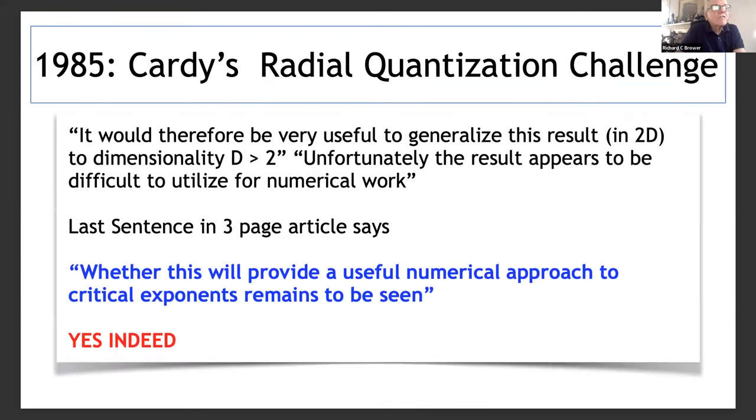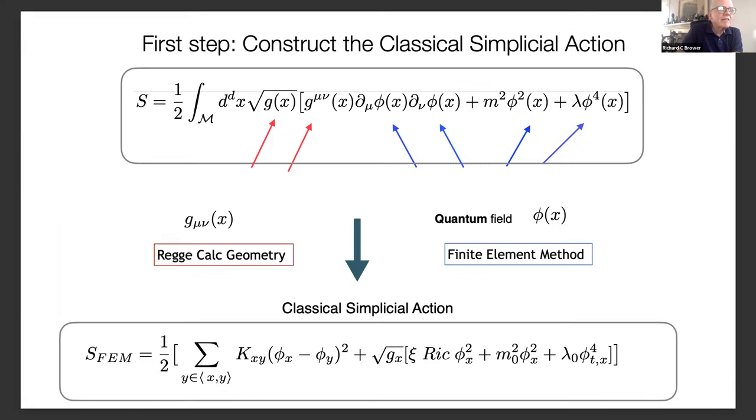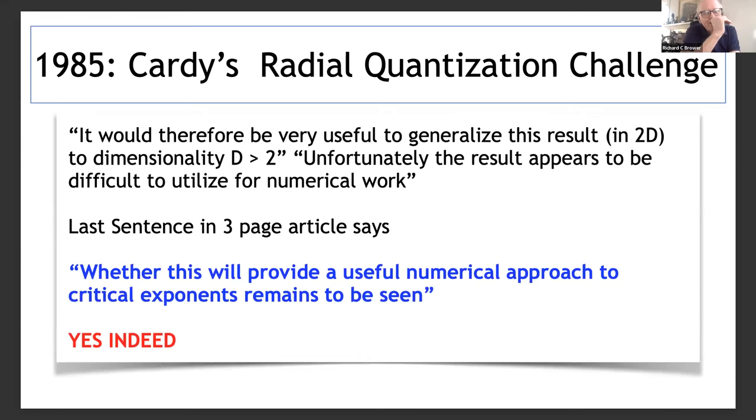Okay. Oh, I should say, I should have had this earlier in my talk. This question of going to radial quantization was raised by Cardy in 1985. And he realized that when you have radial quantization, of course, if it's in 2D, then the quote sphere is just a circle. So all you're really doing is a standard cubic lattice, right?